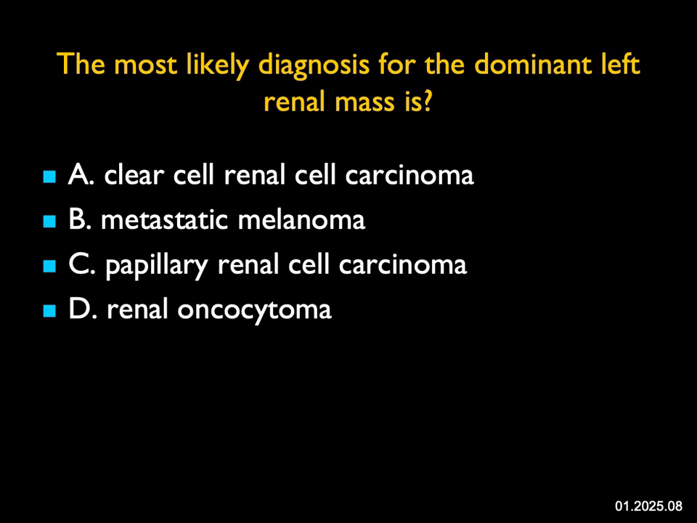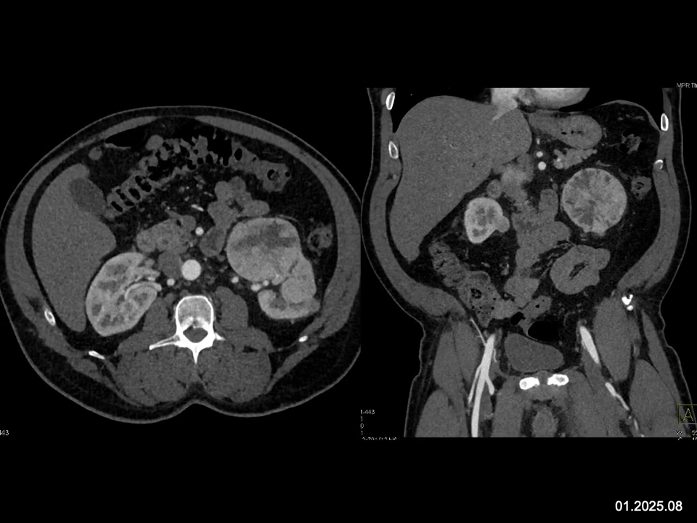The most likely diagnosis for the dominant left renal mass is... and the reason I say dominant, there looks like several left renal lesions, and there are also right renal lesions. Clear cell's a possibility. It's usually hypervascular. They're usually not multiple, but it can be multiple clear cells in certain syndromes, including von Hippel-Lindau.